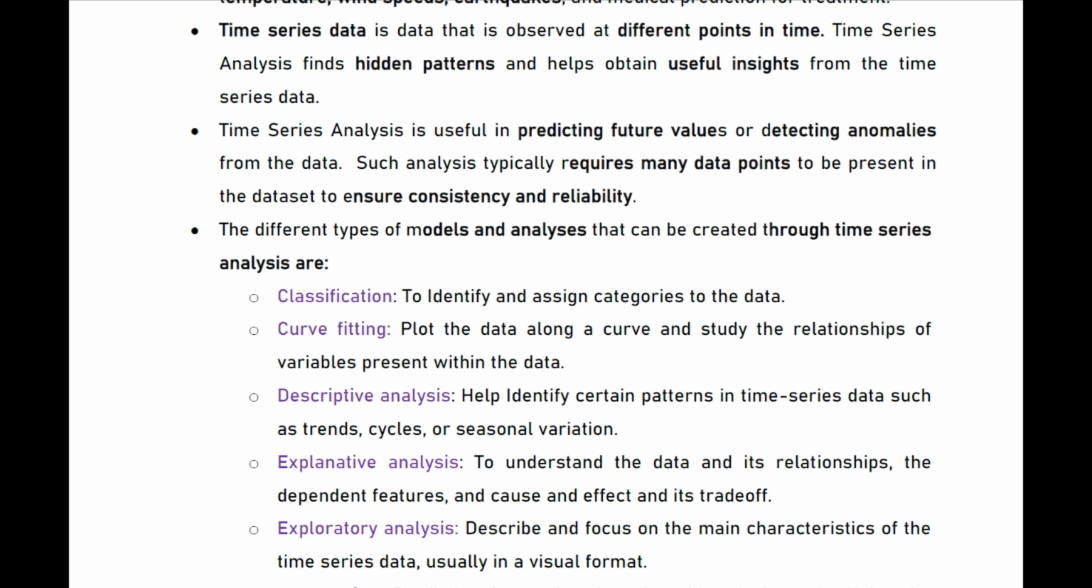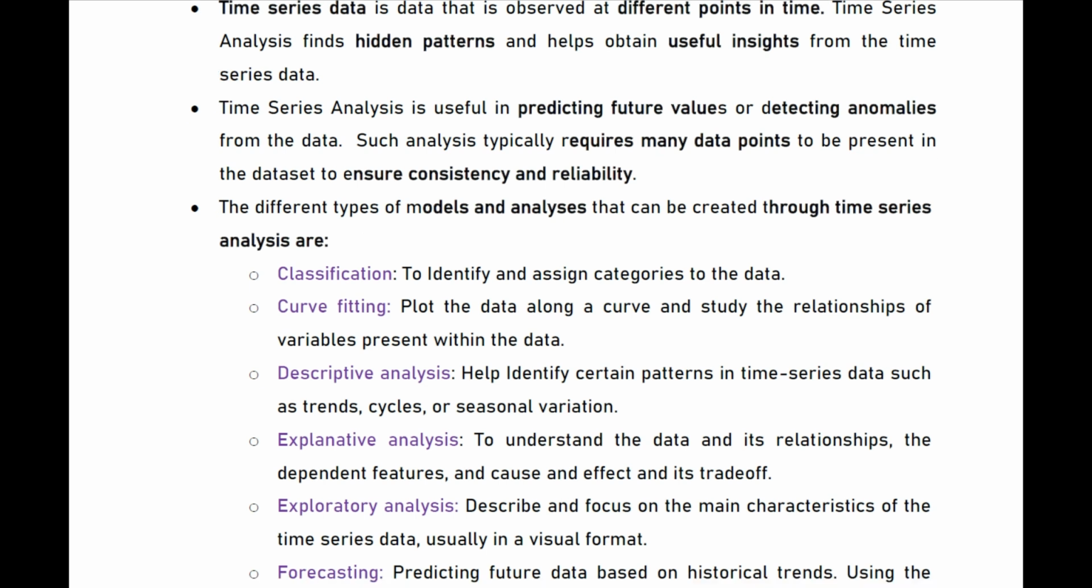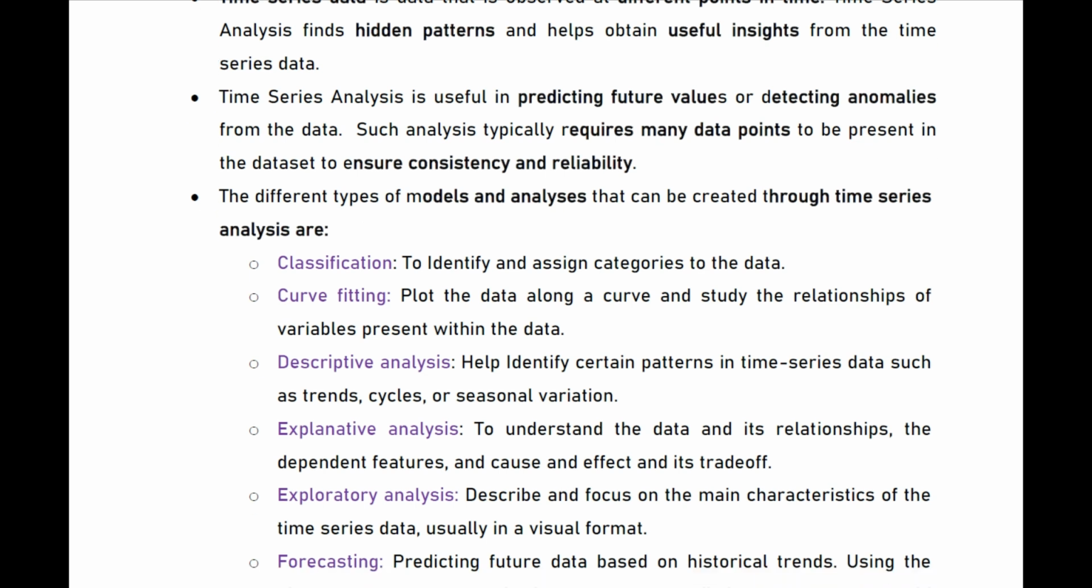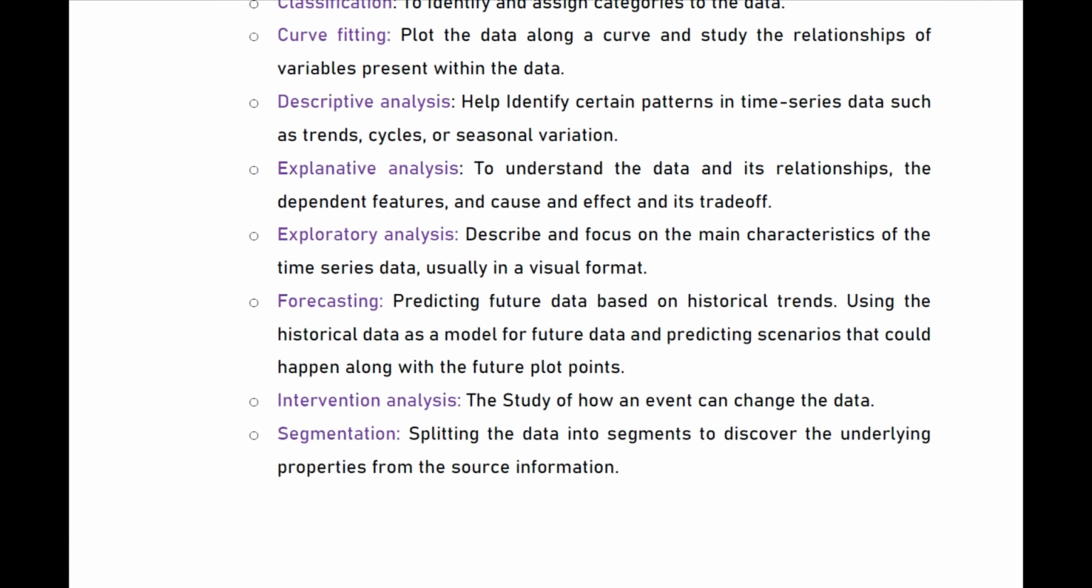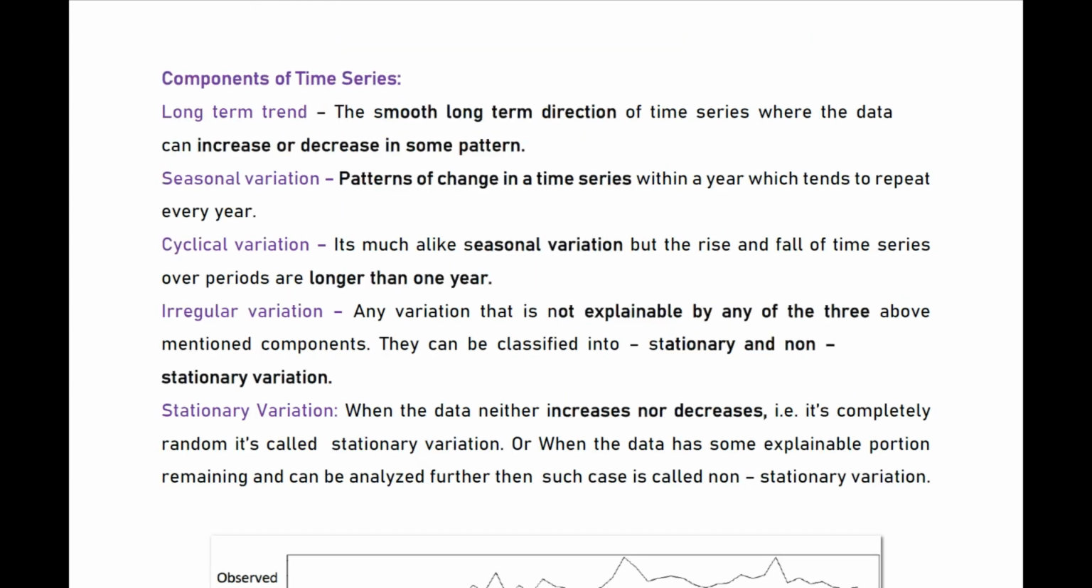Different data models and analyses are created through time series: classification, curve fitting, descriptive analysis, explanative analysis, exploratory analysis, forecasting, intervention analysis, and segmentation. The components are next.